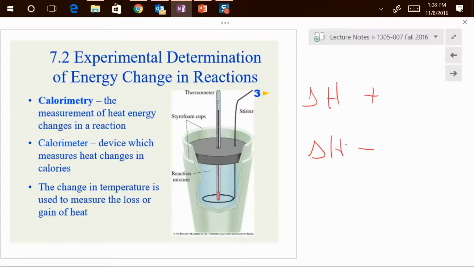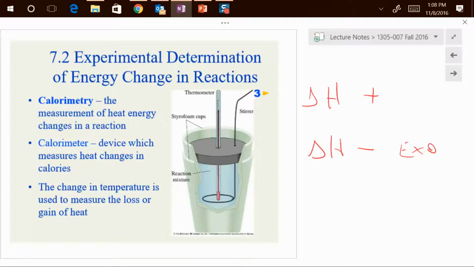Exothermic, delta H negative is exothermic. But I have a positive temperature change. That's going to give me a positive delta H. Well, we simply change the sign because we just calculated the delta H of the water, but we want it to be the delta H of what? Not the water, of the system. So we change the sign. And we say the system released this much amount of energy. The water absorbed this amount of energy.